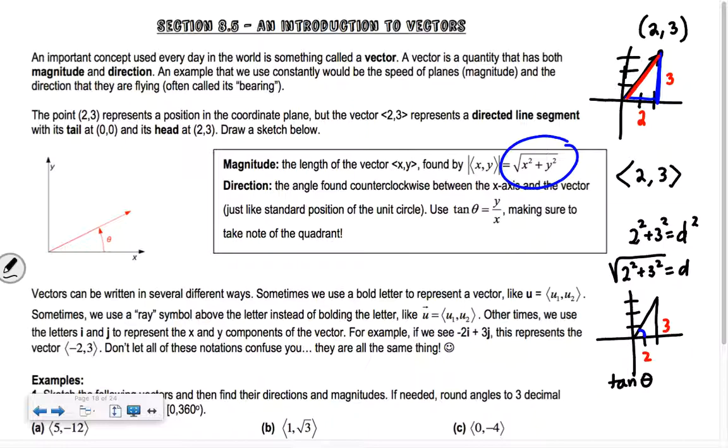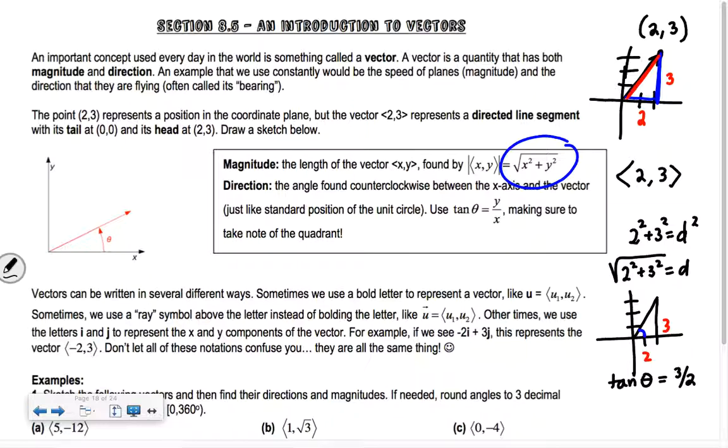I know you guys don't like seeing thetas. You don't like using Greek letters. You want me to use like A or something. But we're going to be sophomores, juniors. Someday we're going to have to use theta. So we have tangent of theta equals opposite over adjacent, 3 over 2.